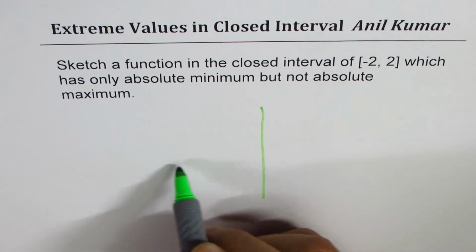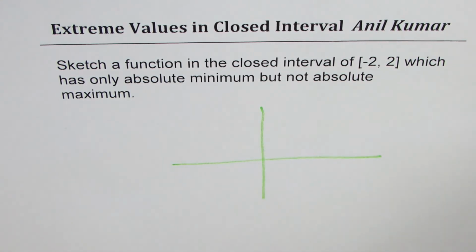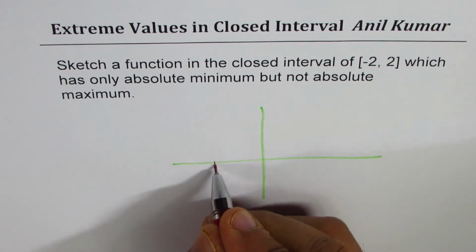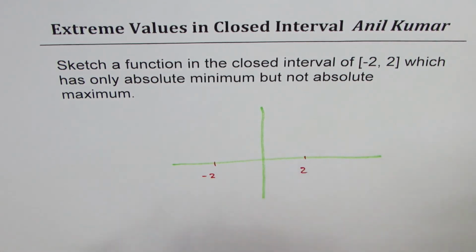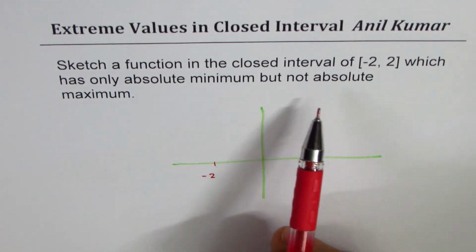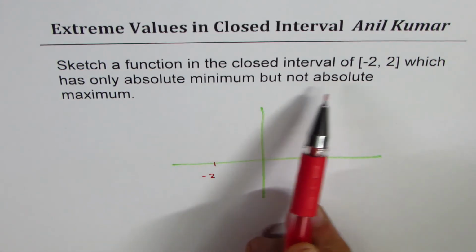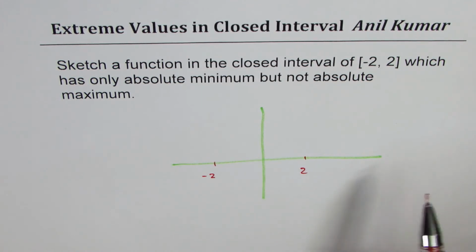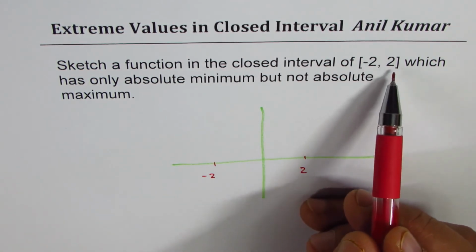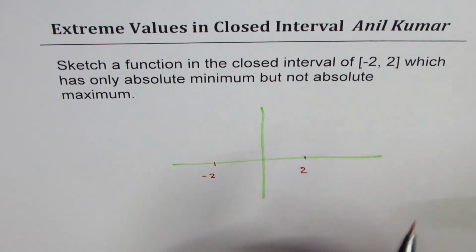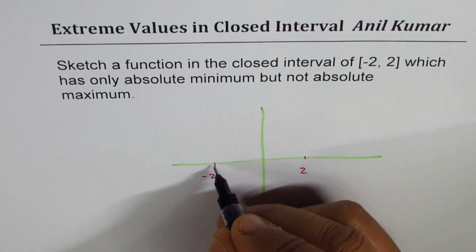So let's say this is the coordinate plane. We are talking about an interval from, let's say, -2 to 2. Sketch a function with absolute minimum but not absolute maximum, and it has to be in the domain -2 to 2 closed interval. Well, here is the solution. What you could do is you could sketch something like this.